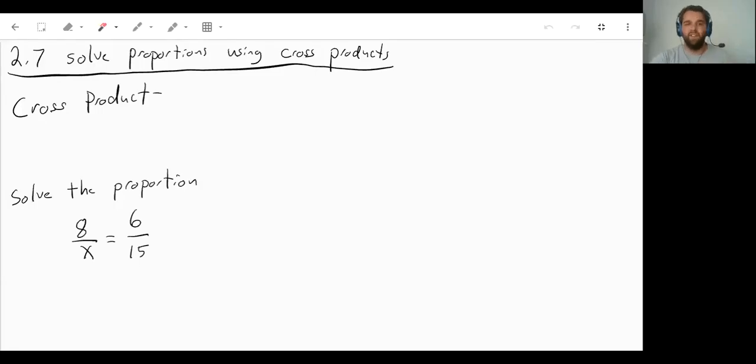So I knew last section that cross products were coming up soon, but I thought it was going to be in that lesson, not the next lesson. So here's lesson 2.7, solving proportions using cross products.